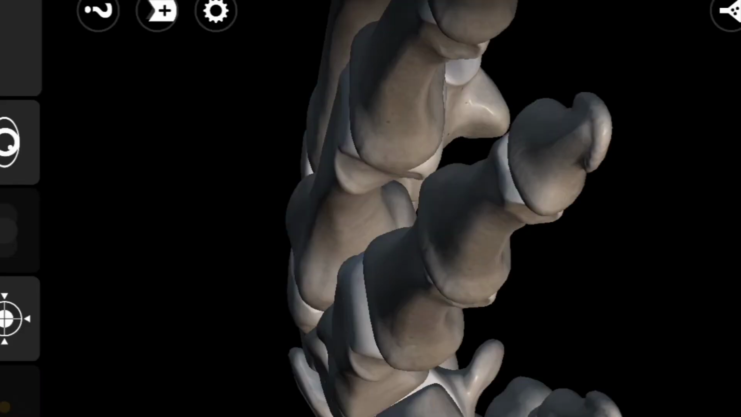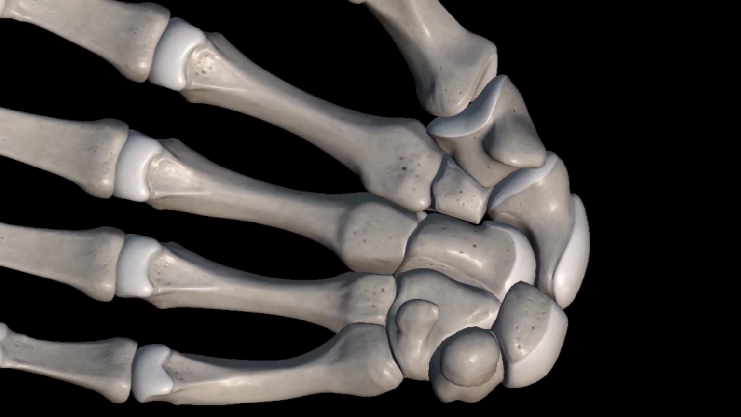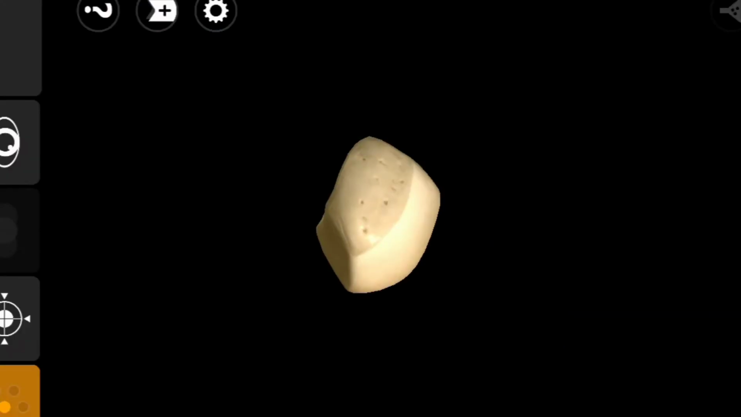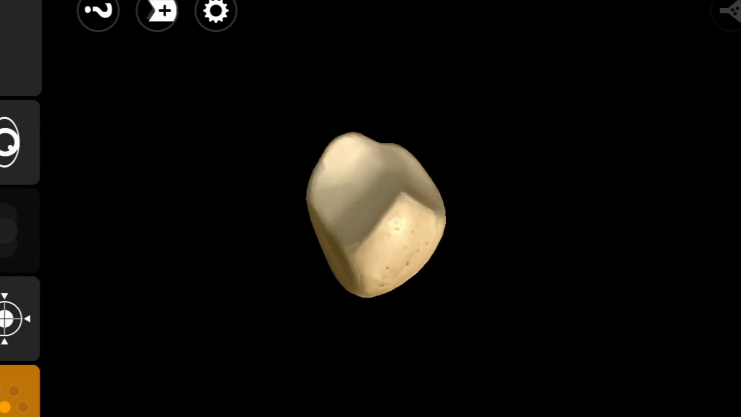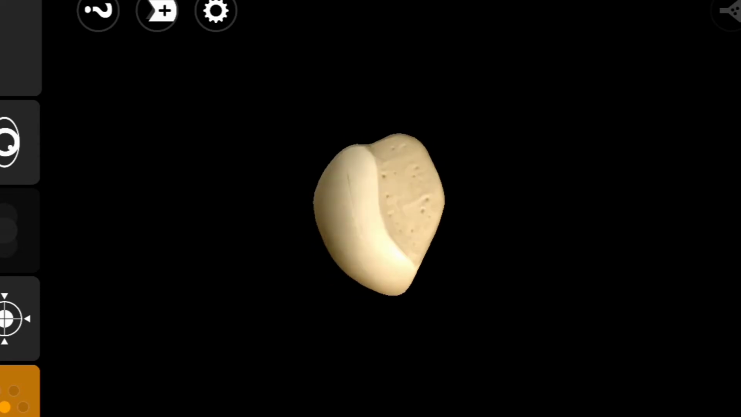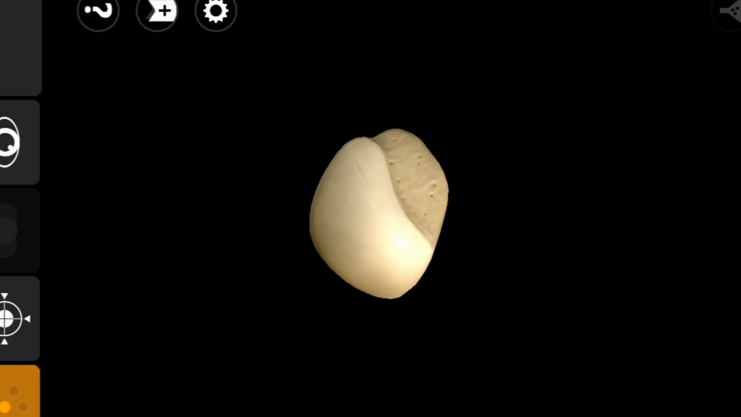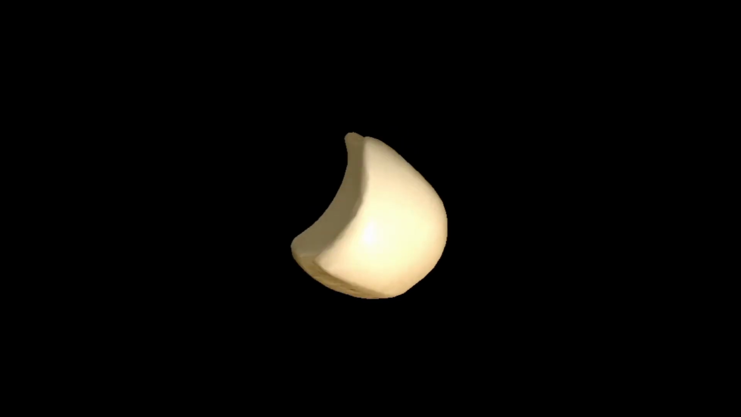Now we will see lunate. Lunate is the second bone of the proximal row. This is the lunate. This is moon-like. You can see this is a very small moon-like bone. This is second to scaphoid. This is also connected with the radial surface of the radioulnar joint, the distal radioulnar joint. This is a very small bone.